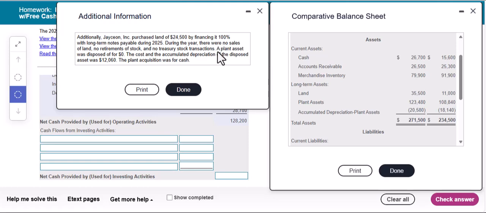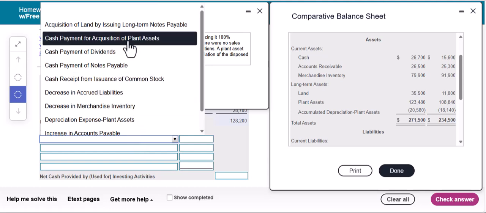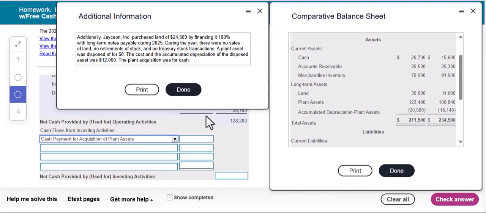But then in the last part here, it reads, a plant asset was disposed of for $0. The cost and accumulated depreciation of the disposed asset was $12,060. The plant acquisition was for cash. So again, that is going to end up here in our investing activities, but we have to do a little bit of math. So we know we're going to be getting cash payment for acquisition of plant assets, but we need to figure out what that amount's going to be. So we know the beginning and ending balance, and then of course the cost for the disposed plant asset there.